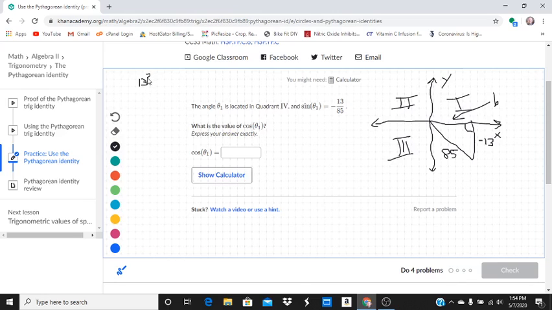But so we're going to have 13 squared plus this unknown side squared, b squared. Remember, we're using the Pythagorean theorem here. Is equal to the hypotenuse squared, so 85 squared. Now, 13 squared is 169. Let me do a little better job on writing that. Plus b squared. And that's going to equal, we have to do 85 squared.